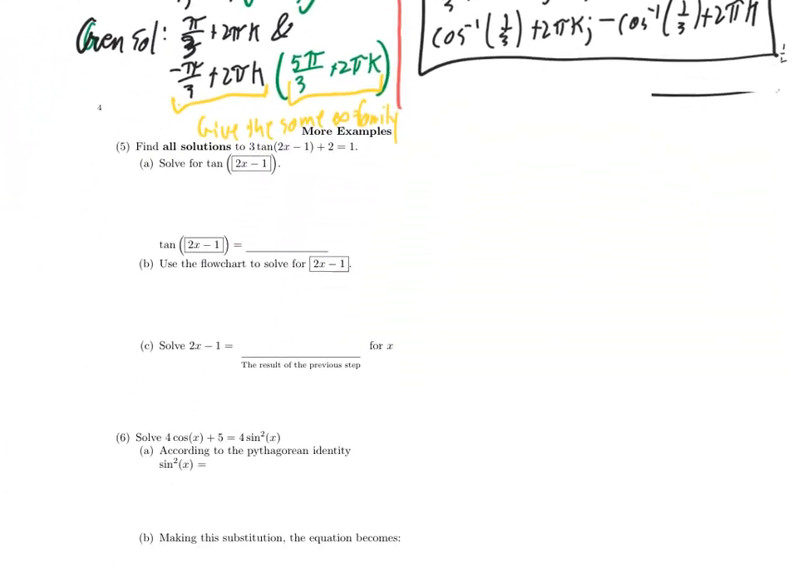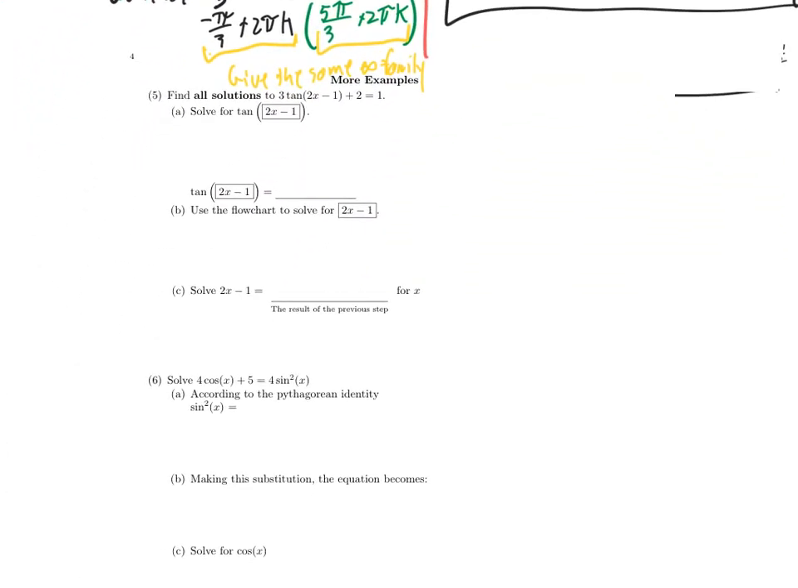So again, we'll just keep on going. Let's solve more trig functions. You can have complicated things going on involving the trig function, and also complicated things going on the inside of the trig function. So let's try to solve this equation. 3 times the tangent of 2x minus 1 plus 2 is equal to 1.